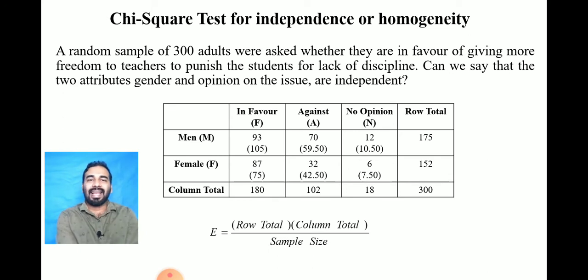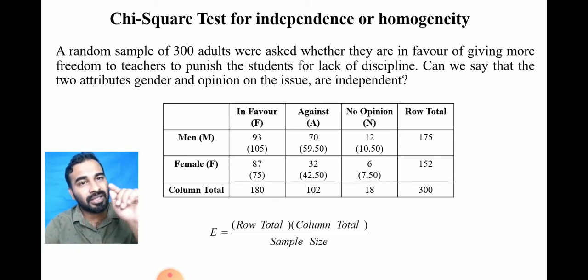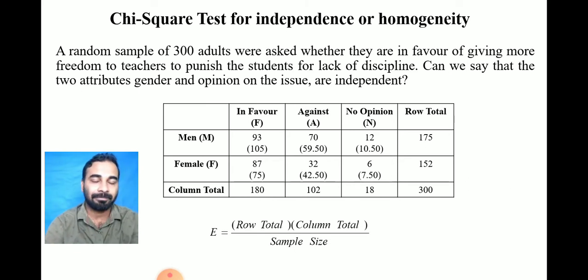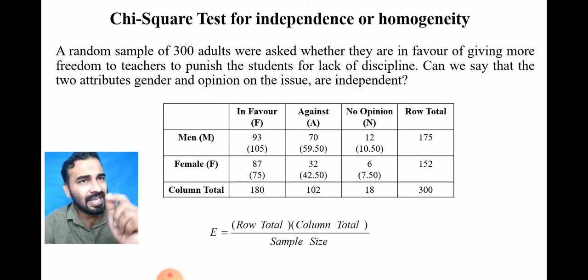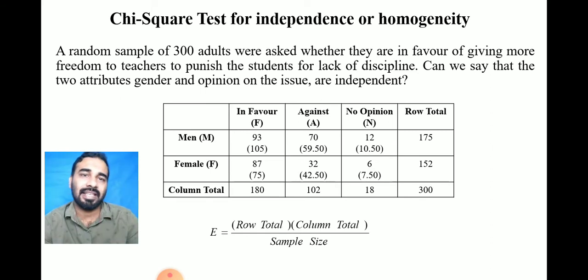Next what we have to find out are the expected frequencies, or E. But here E is different. So look at this table. This table is known as a contingency table. What is it called? A contingency table. It is nothing but a table with two or more attributes.